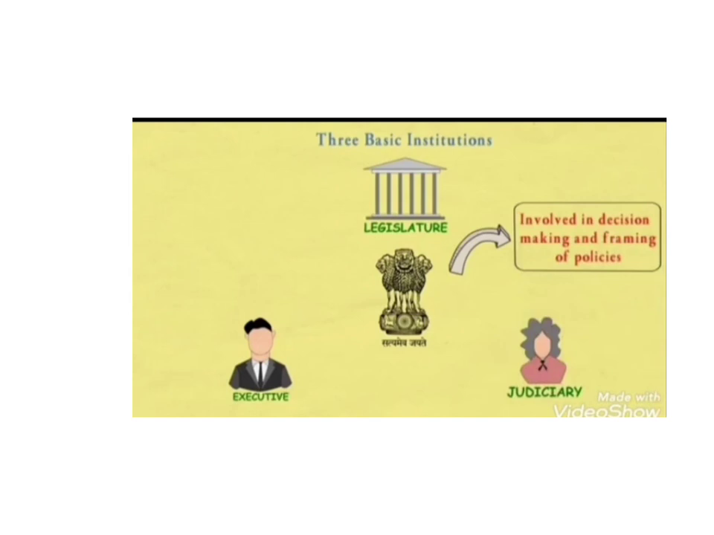So these are the three basic institutions which work in every legislative assembly and every legislative council. Legislature, which makes the laws; executive, which implements the laws; judiciary, which is called a watchdog, which sees whether these laws are good or not. So these three branches of the government are involved in decision making and framing of policies, whether for a state or for a government. Thank you very much.